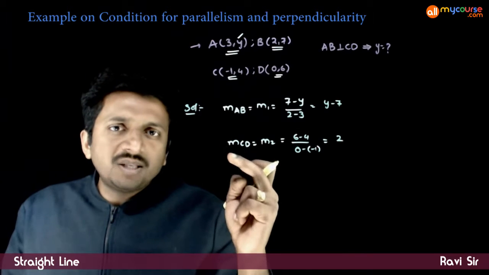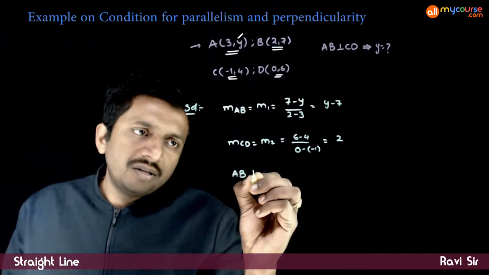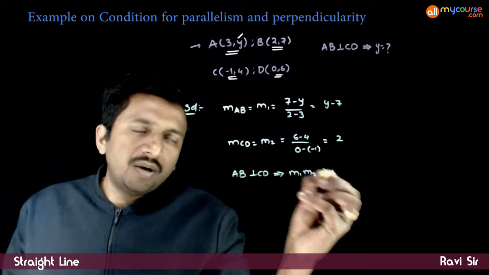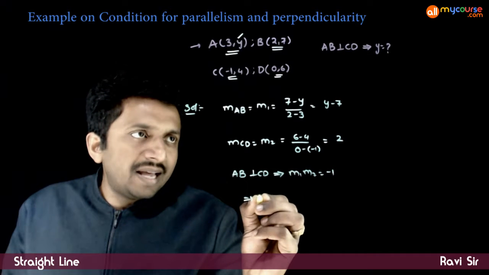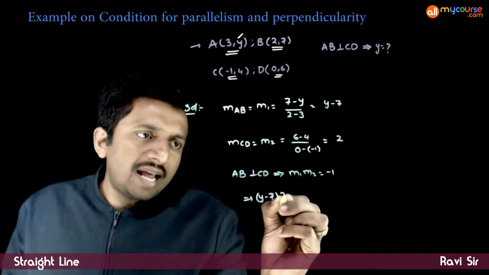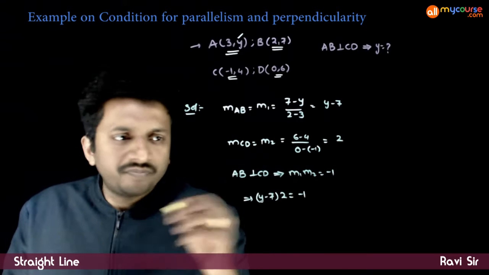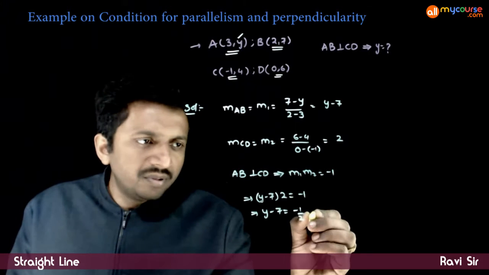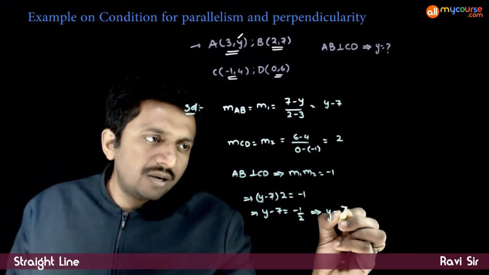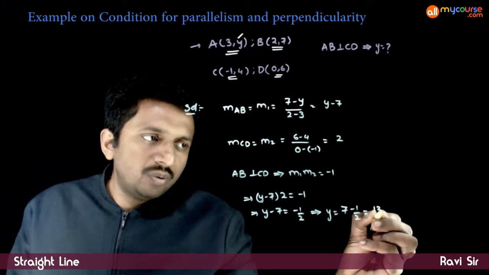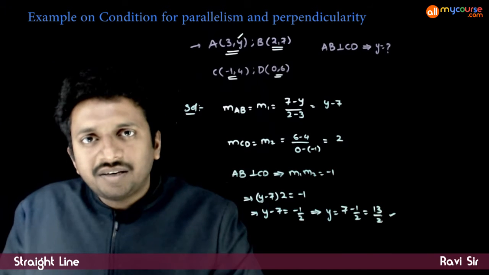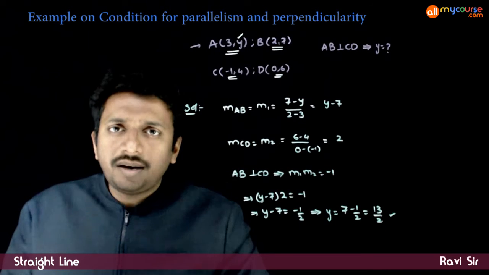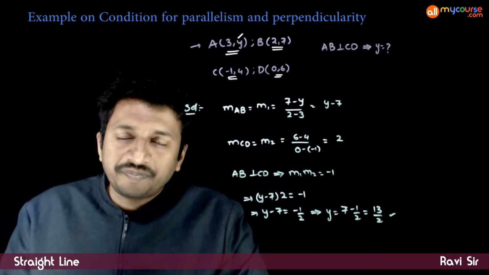So if AB is perpendicular to CD, this implies m1 × m2 has to be equal to -1. This implies (y - 7) times 2 is equal to -1. This implies y - 7 is equal to -1/2. And this implies y is equal to 7 - 1/2, which is equal to 13/2. So the value of y has to be 13/2, so that these two are perpendicular to each other. Thank you.